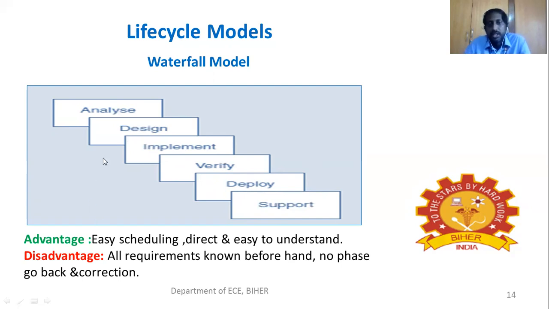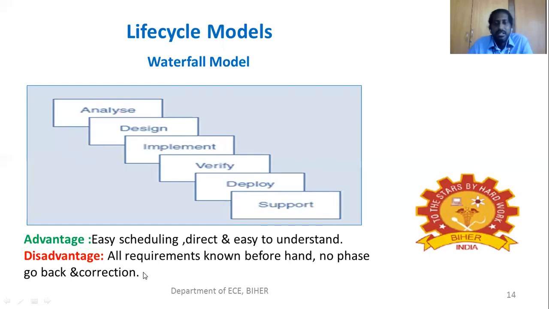The advantage of this waterfall model is easy scheduling, and it is direct and easy to understand. The flow is sequential. We analyze the customer requirements. After that, based on the analysis, we design it, and then we implement it as a product, and then we do our verification testing, and then deploy it, and finally we support that product with maintenance as well as upgrades. So this is sequential, like a waterfall. It is easy for scheduling as well as understanding the concepts.